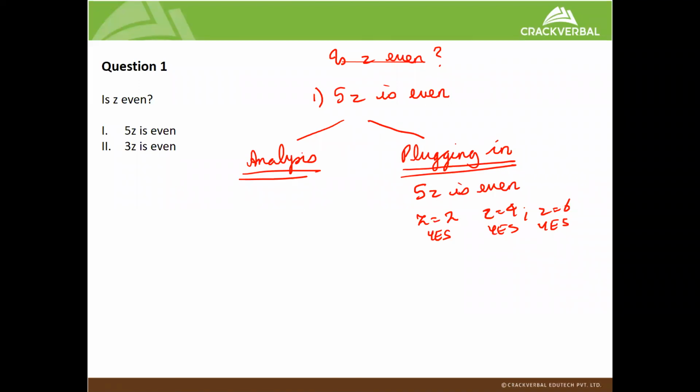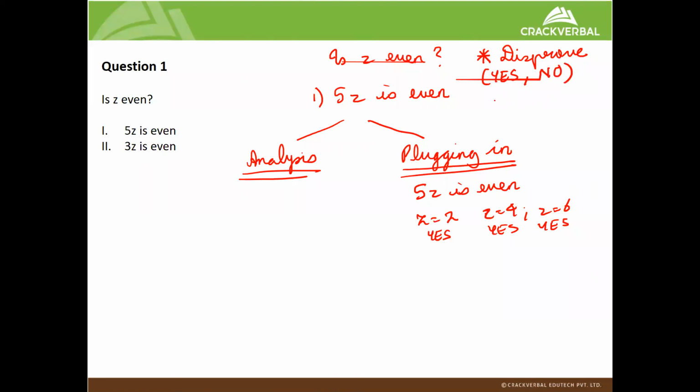But what you fail to do, and this is what you have to be very, very careful of when you solve data sufficiency questions: you should never try to prove a statement to be sufficient. You'll always have to try to disprove. If you get a yes with one example, try to get a no with another.